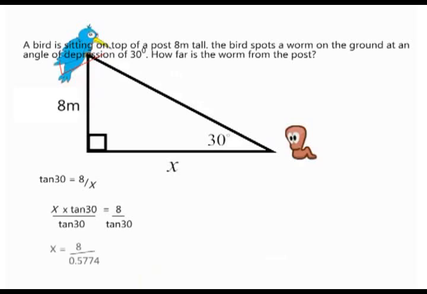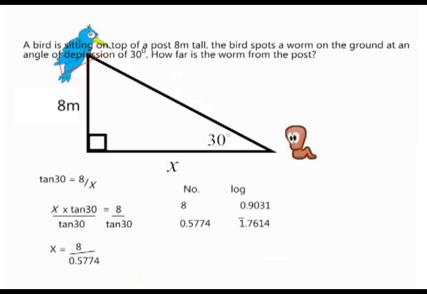So we have 8 over 0.5774. We go to the logarithm tables. You have numbers and their logarithms. The log of 8 is 0.9031. The log of 0.5774 is 1 bar, 0.7614.